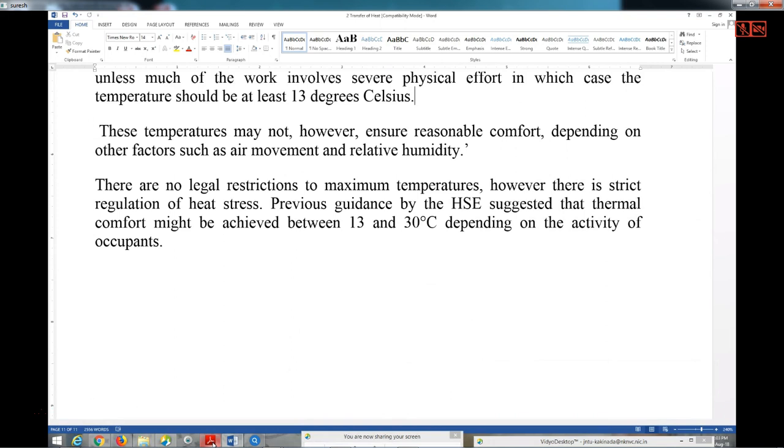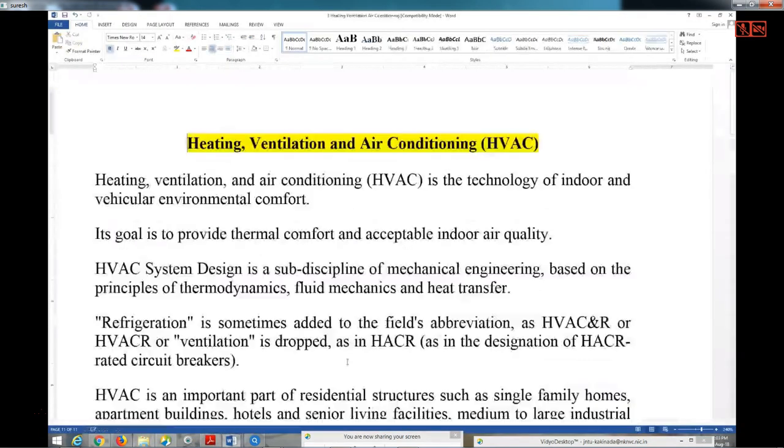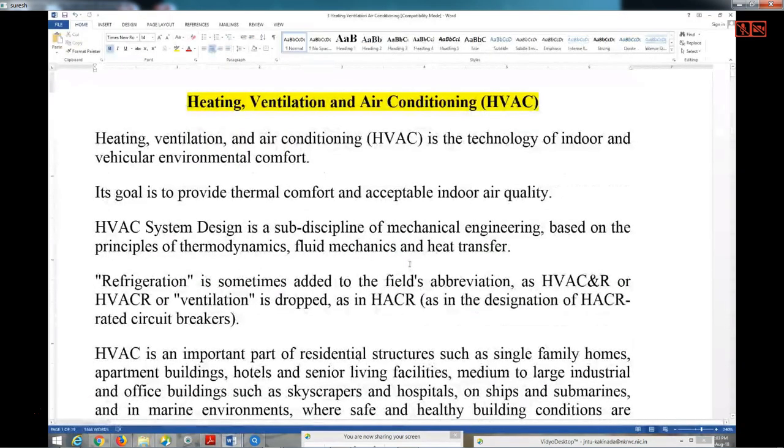So we can go for ventilation and air conditioning mechanisms. HVAC is a new word we are introducing in energy auditing. That is heating, ventilation, and air conditioning systems. We have already seen this board as HVAC in high voltage AC transmission. But as per this energy audit subject, whenever we talk about HVAC, we should recollect it as heating, ventilation, and air conditioning. This is the technology of indoor and outdoor vehicular environmental comfort.